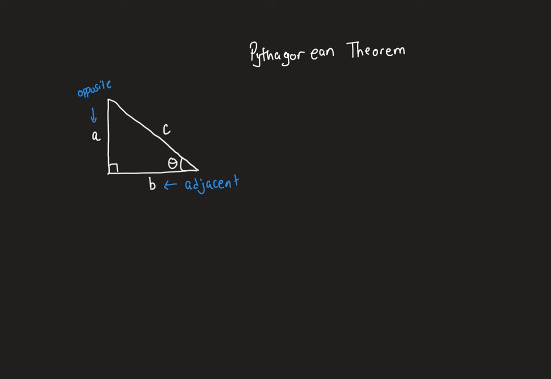C is the one that never changes. C is the one that's directly across from the 90-degree angle, and it's the largest side. We give it the name hypotenuse. Okay. Now, you always have to remember, it's always the largest side. Okay, and it's always right across from the right angle.